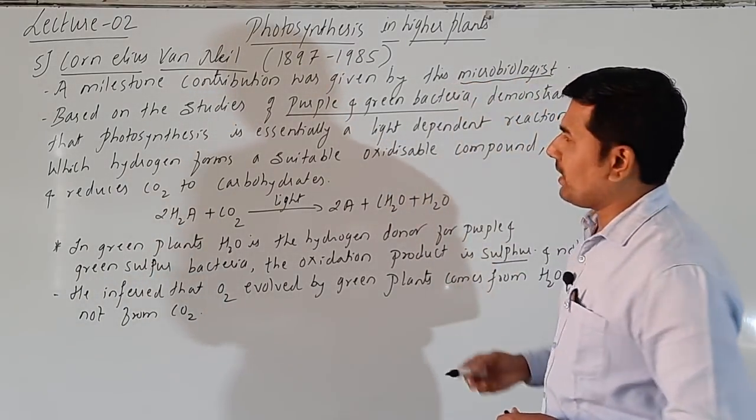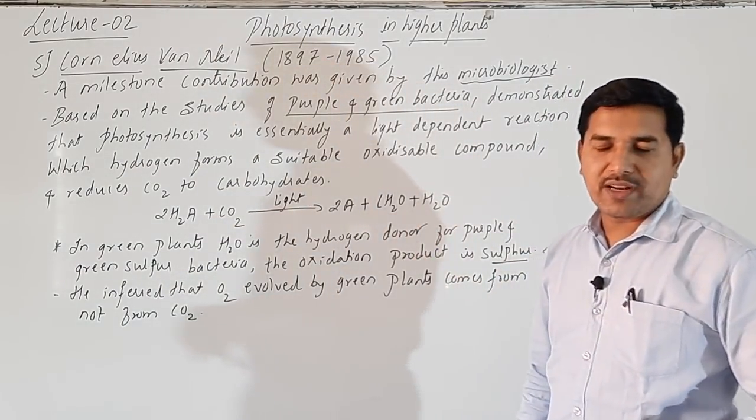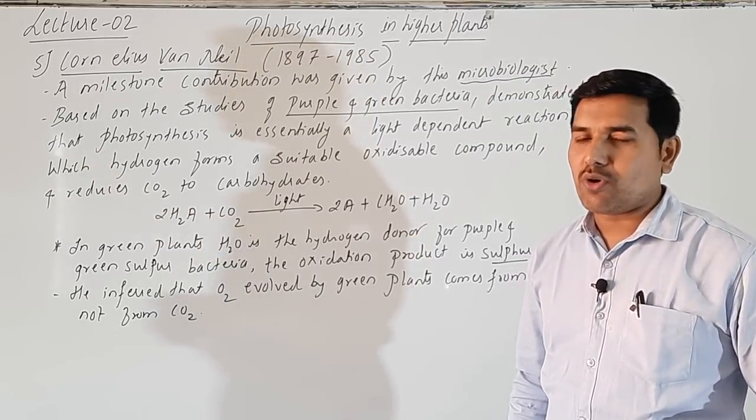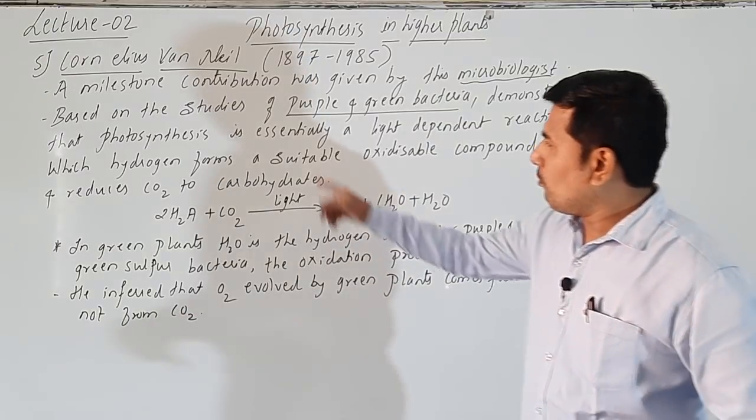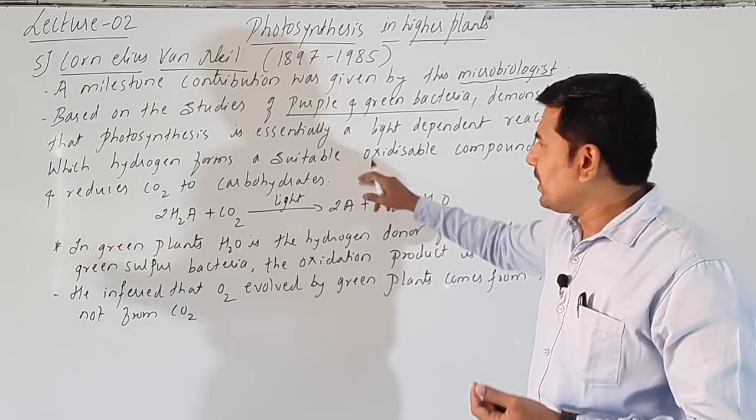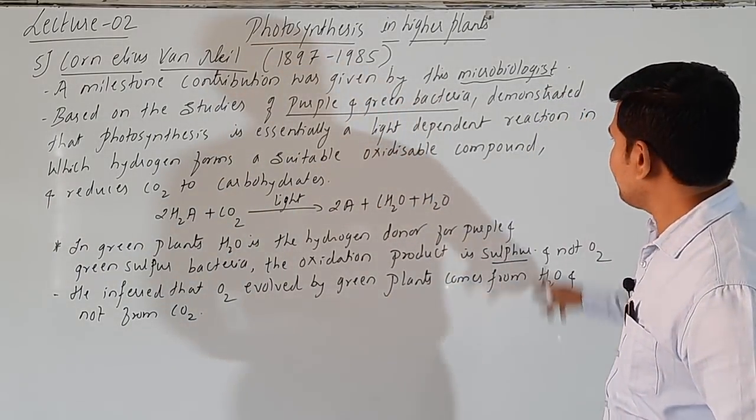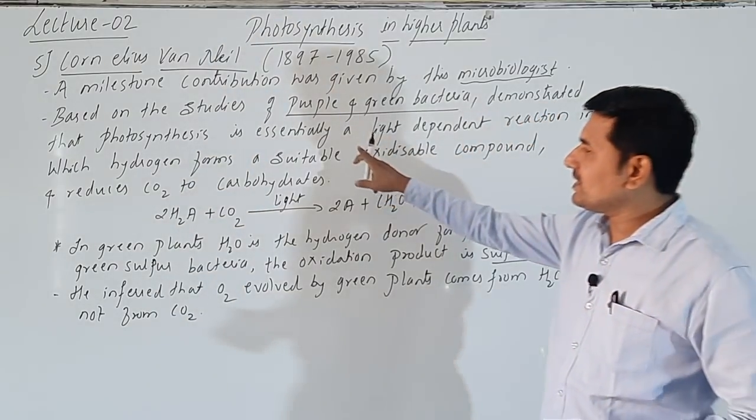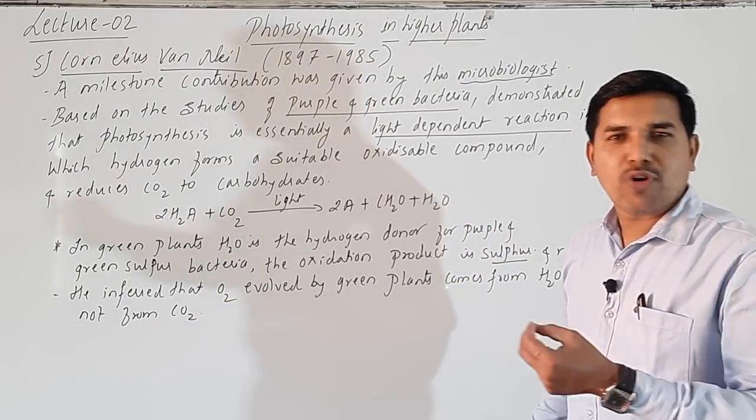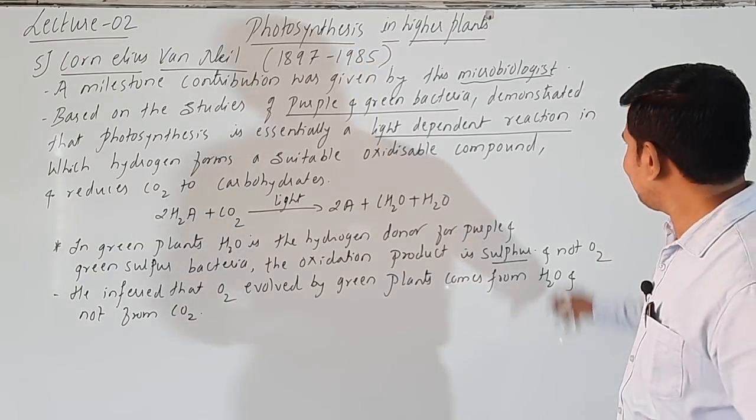So, he was a microbiologist. So, maximum contribution was given by this person only to show that the oxygen that is released during the process of photosynthesis, it comes from water, not from CO2. Now, based on the studies of purple and green bacteria, so he has taken the purple as well as a green colored bacteria in his experiment. So, he demonstrated that photosynthesis is essentially a light dependent reaction, because for the process of photosynthesis light is very much essential and required also.